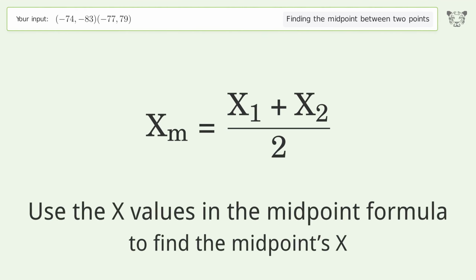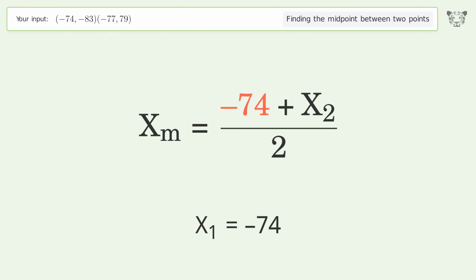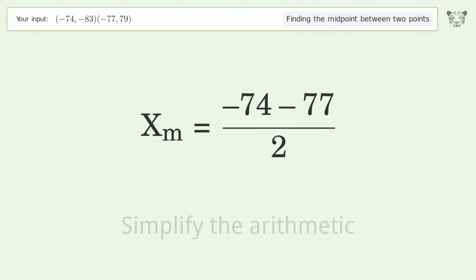Use the x values in the midpoint formula to find the midpoint's x. x1 equals -74. x2 equals -77. Simplify the arithmetic.